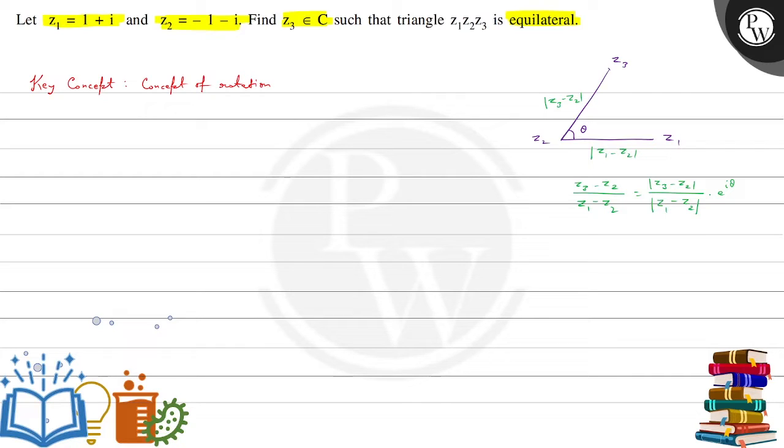तो z1, z2, z3 तीनों जो है एक equilateral triangle की vertices है. So let us draw this equilateral triangle. So in this equilateral triangle, let us assume that this point is z1, which is equal to 1 plus iota, and this point is z2, which is equal to minus 1 minus iota, and of course this point is z3, which we are required to find out.